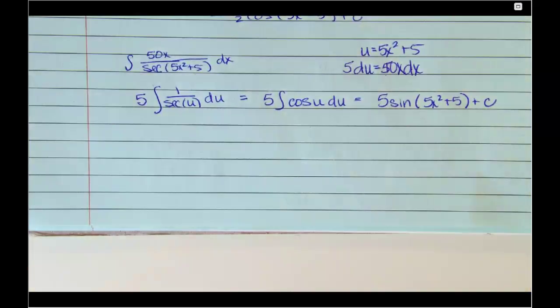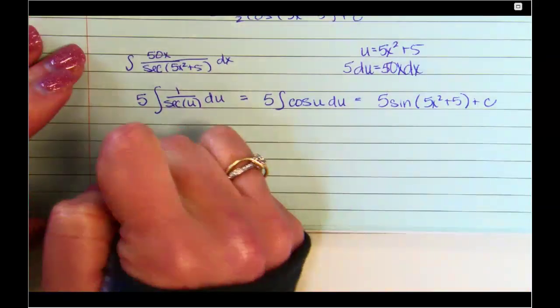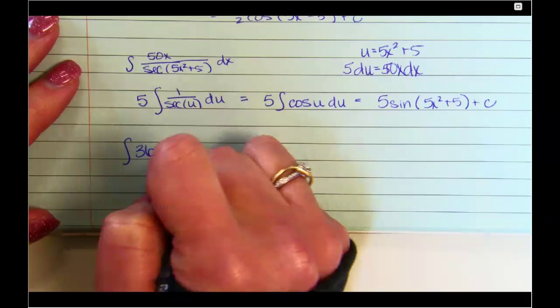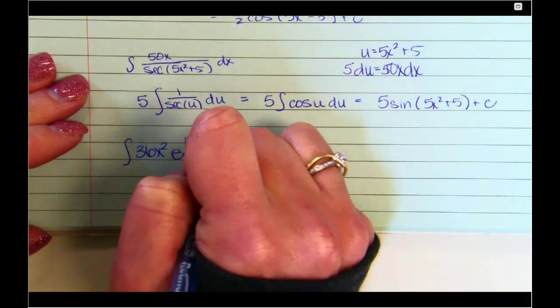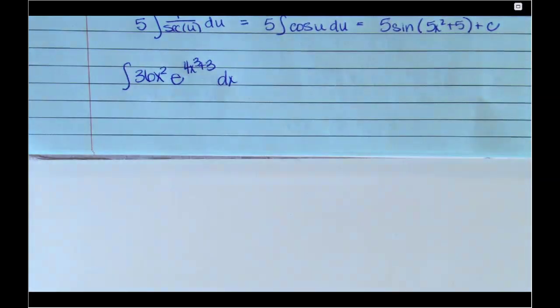Let's try to bump it up a little bit here. Let's try this guy. So we have the integral of 36 x squared e to the 4x cubed plus 3 dx. Here's what I have to say. No parentheses, right? No parentheses.